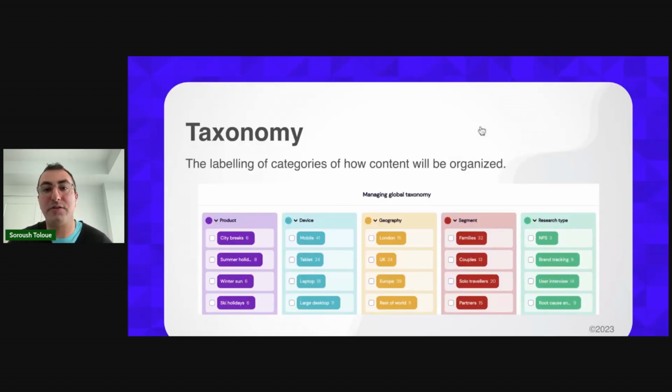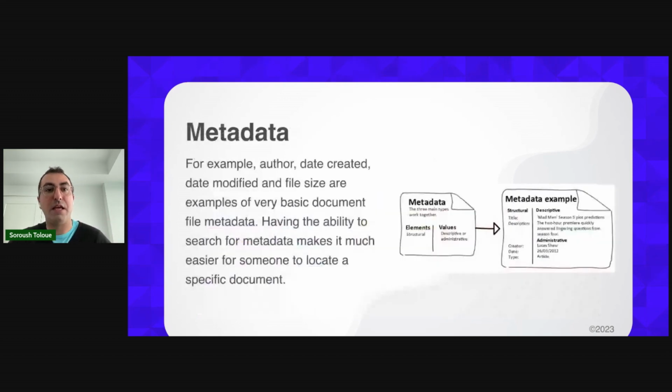Taxonomy is the labeling of categories and how many items per category you might have. So in this case, geography, you might have 15 articles about London or 24 about the UK, and you list those and you deliver those to your team members.